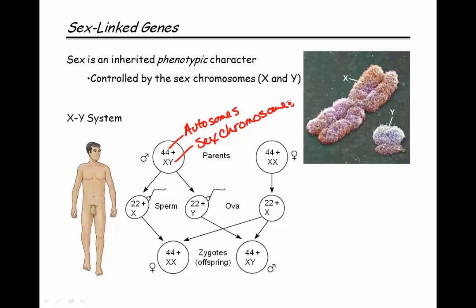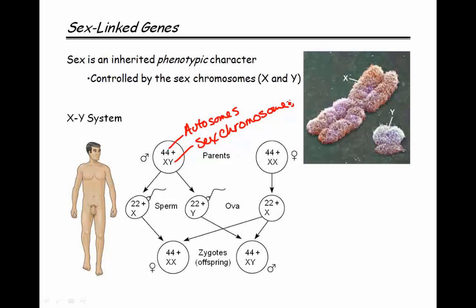So males and females both have 44 autosomes, and then a male will have an X and a Y, and the female will have 2 X's. When the male undergoes meiosis to produce the sperm, we will get 22 autosomes and either an X chromosome or a Y chromosome. When we have meiosis for egg production in the female, she will produce eggs that have 22 autosomes plus 1 X chromosome.